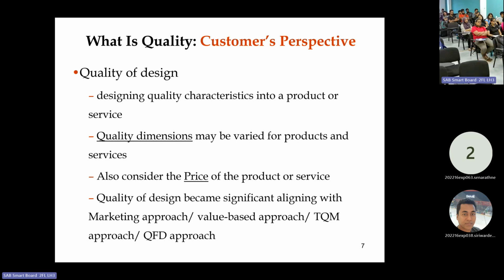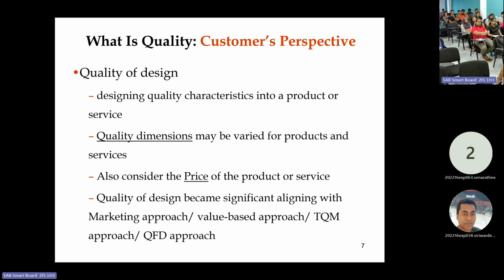Choosing various dimensions, what we call quality dimensions, customers may assess the quality of products. When they do so, they also consider the price of the products and make their judgment. So in this approach, customers' perspective on quality, quality of design, which means how carefully they have identified the features and characteristics for their products. Quality of design has become significant, aligning with the marketing approach, the value-based approach, and this new quality management approach, what we call TQM, total quality management.